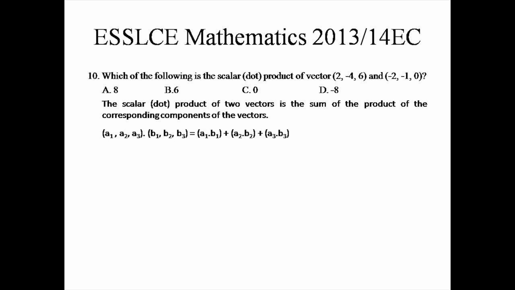So, by the same analogy, the scalar or dot product of vectors 2, negative 4, negative 6 and negative 2, negative 1, 0 gives 2 times negative 2 plus negative 4 times negative 1 plus 6 times 0. 2 times negative 2 is negative 4, plus negative 4 times negative 1 is 4, plus 6 times 0 is 0. Negative 4 plus 4 is 0, plus 0 is 0. So the answer is 0. Choice C is the answer.